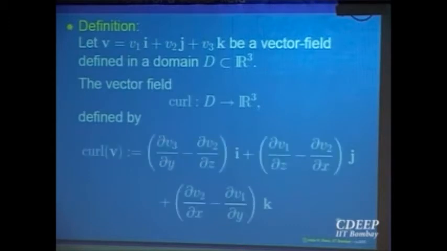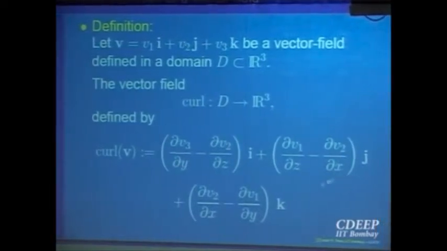The first component of this is, as we got earlier, the partial derivative of v3 with respect to y minus the partial derivative of v2 with respect to z. Similarly, this is the second component and this is the third component. So each is a difference of partial derivatives. The first one is the difference of the partial derivatives with respect to y and z of v3 and v2, and similarly for the others. This is what is called the curl of the vector field.